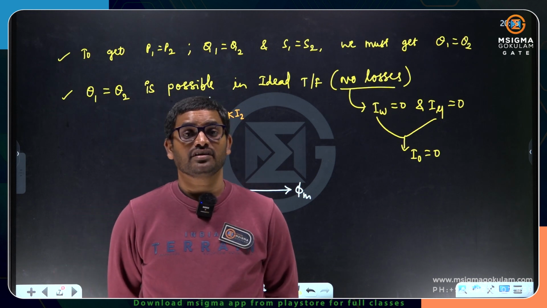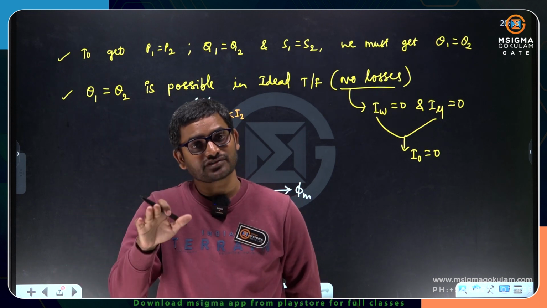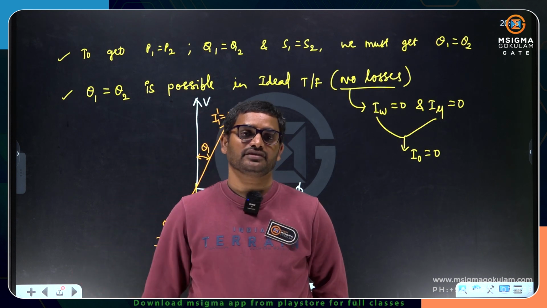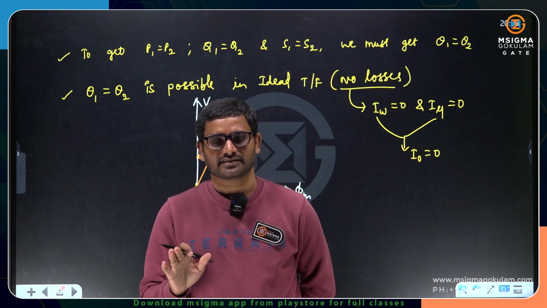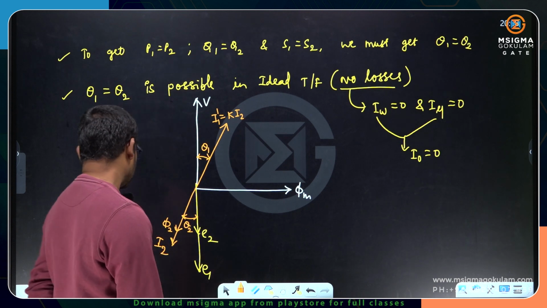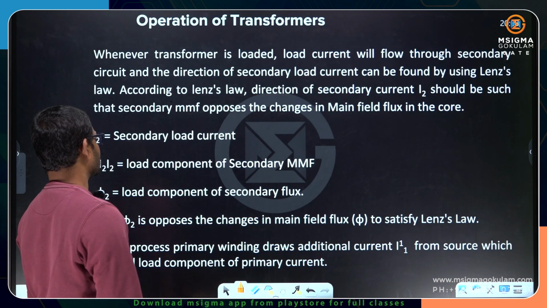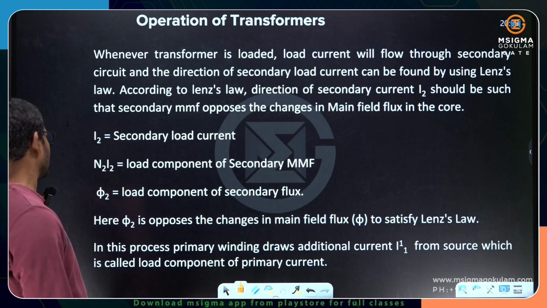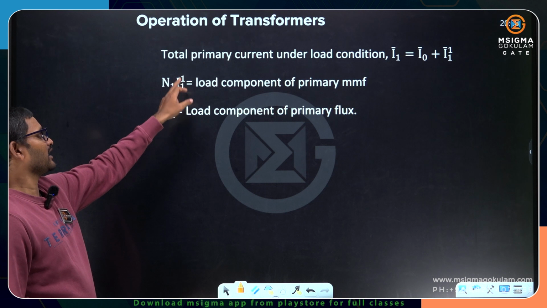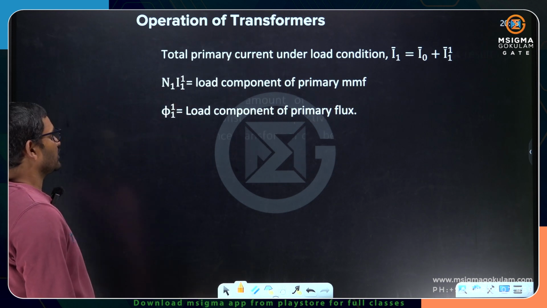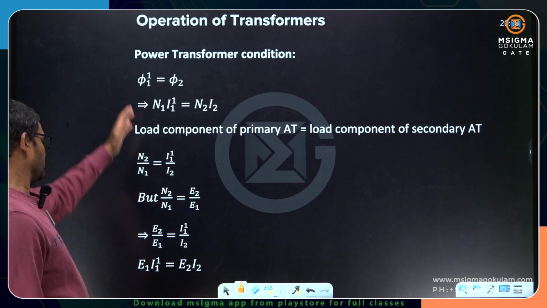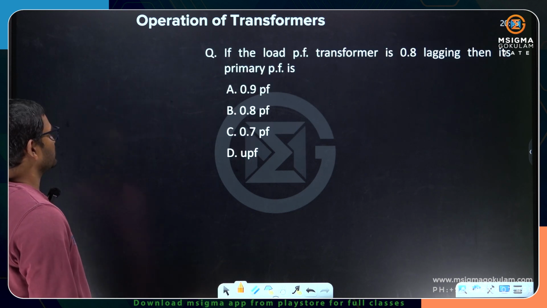That's the reason why an ideal transformer is a constant active power device, constant reactive power device, and constant apparent power device also. This is not possible in a practical case. So that is the point I wanted to clear here, and the points we have discussed so far are given here as theoretical points. N1 I1 dash is the load component of primary MMF, to satisfy Lenz's law, and all those things I have represented here.